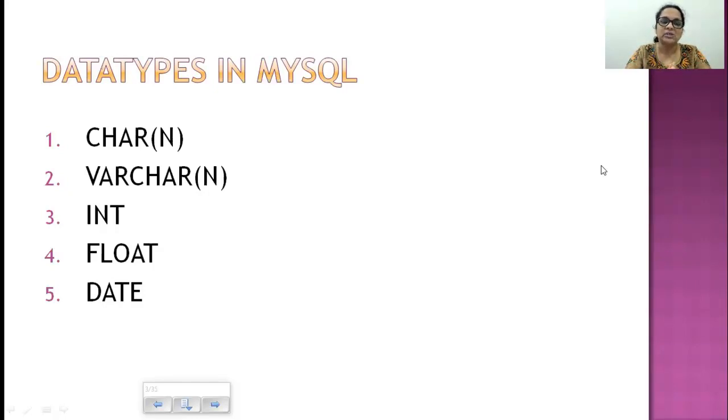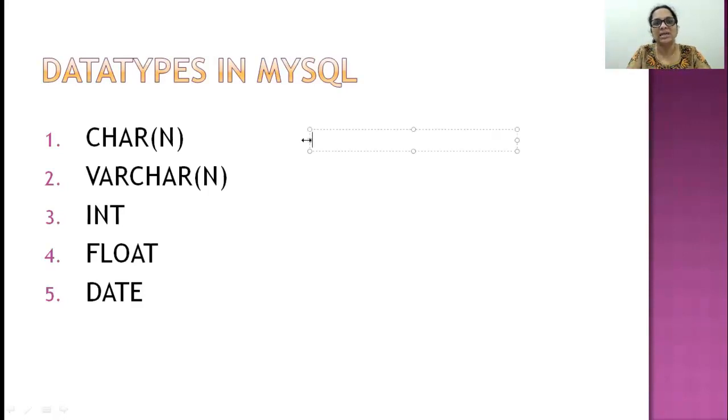Let's start with the first data type. Char stands for character. When I say the data type is character, it means a string, as in Python or any other programming language. Both char and varchar are in the string category. Now, what do I exactly mean by char(n)? What does that n in brackets mean, or varchar(n)?